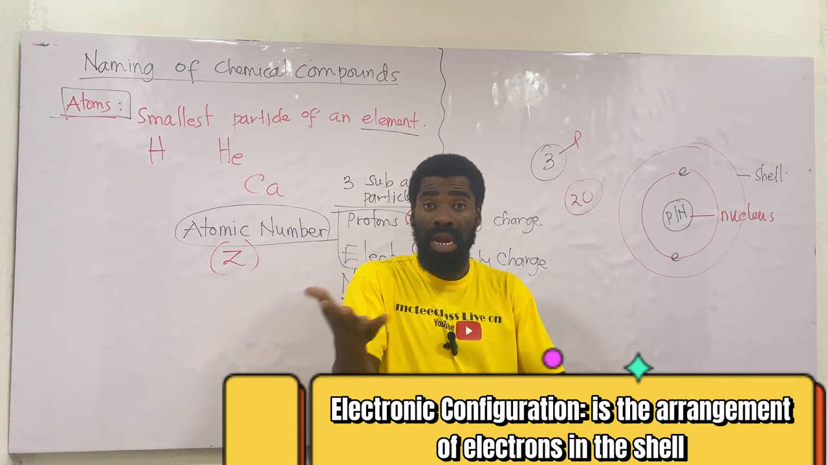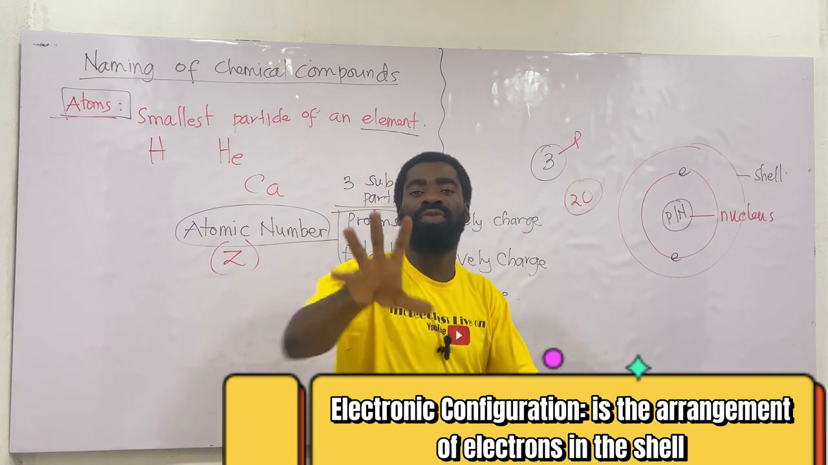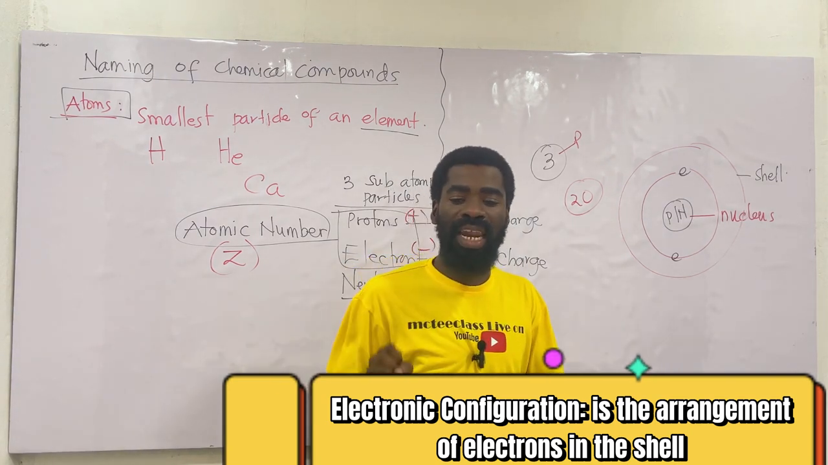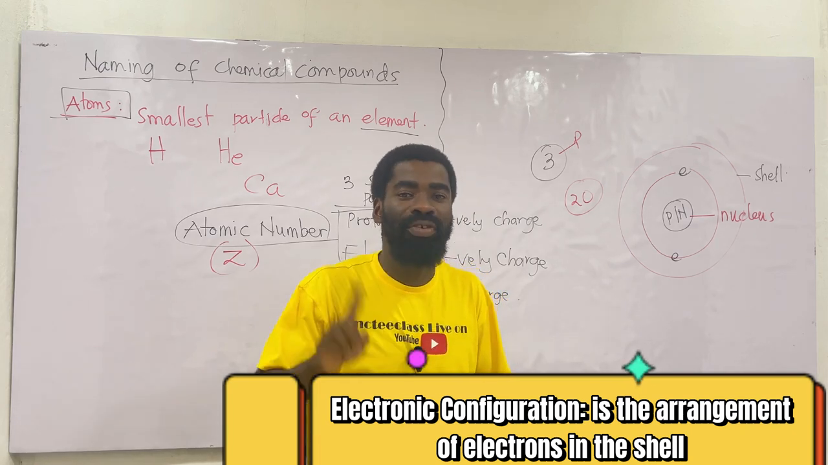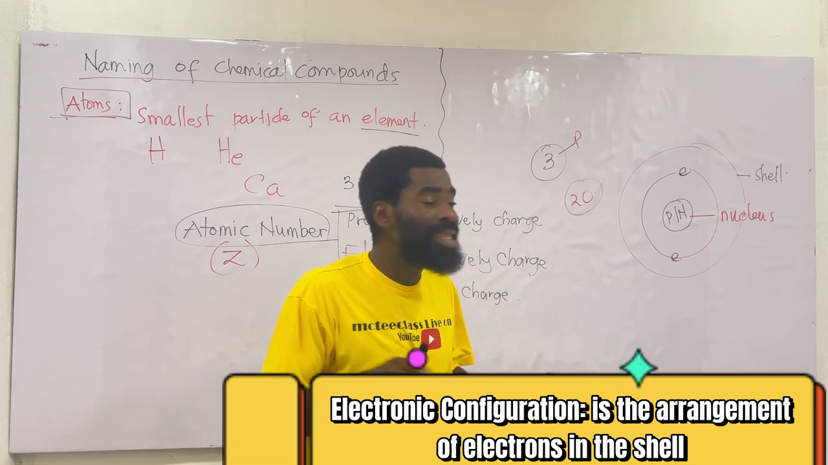Where can electrons be found? Electrons are found in the shell. So when I put an electron into the shell, what I've done is I've configured electrons, putting them into shells. And that is what? Electronic configuration. And that's the next thing I need.